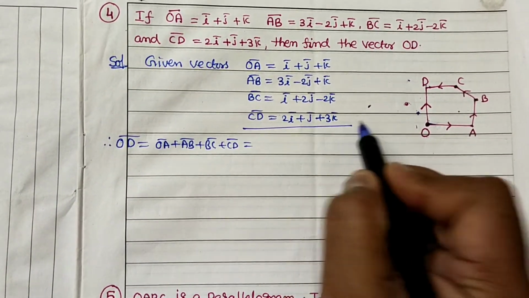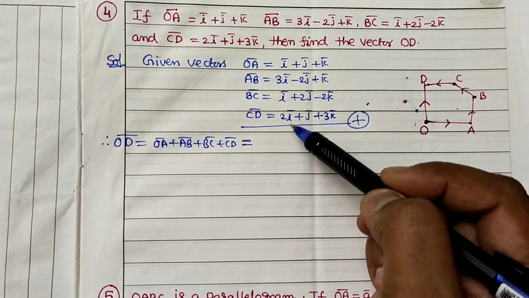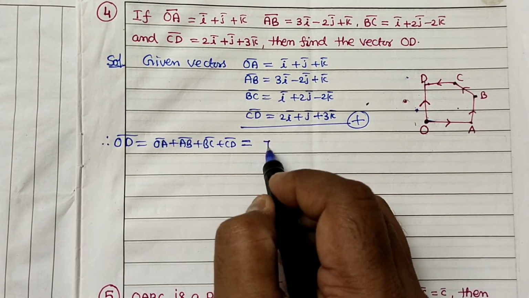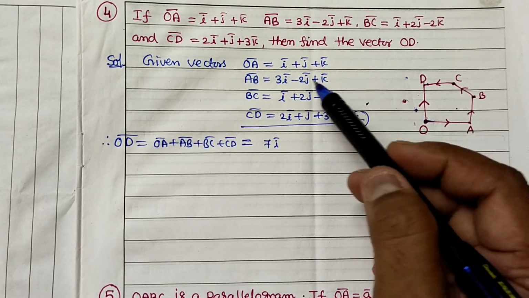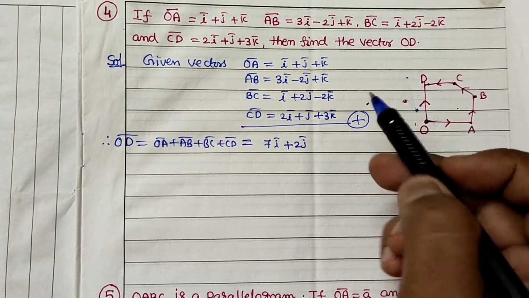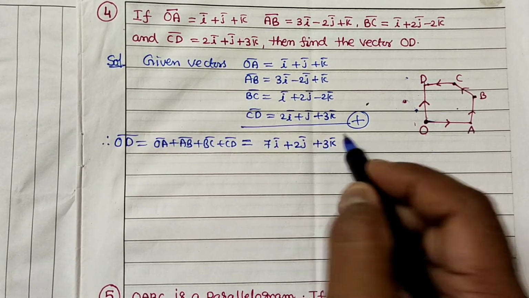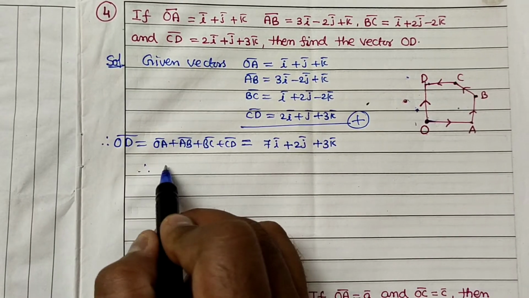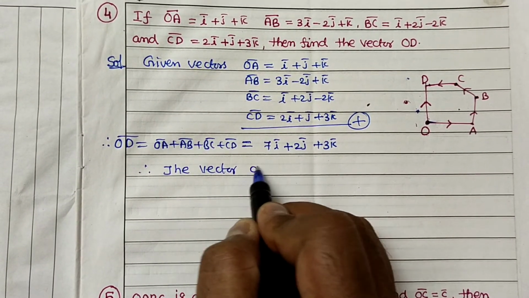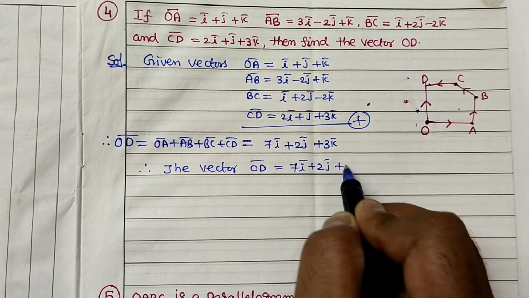So we have to add all the values. How many I bars are there? I plus 3I 4I, 4I plus I 5I, 5I plus 2I 7I. Then minus 2J plus 2J gets cancelled, J plus J is 2J. K plus K 2K, minus 2K cancels, plus 3K. Therefore the vector OD bar equal to 7I plus 2J plus 3K.